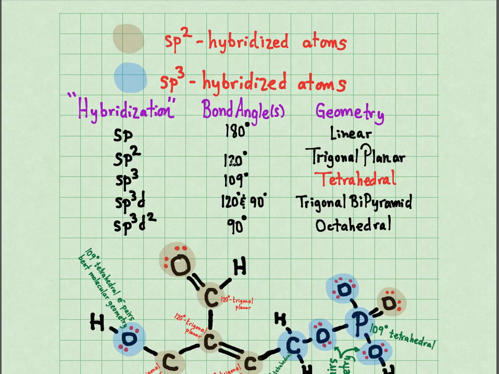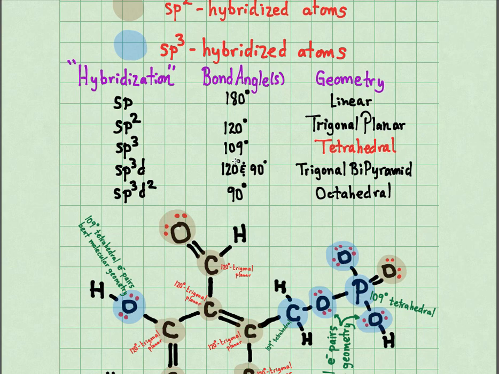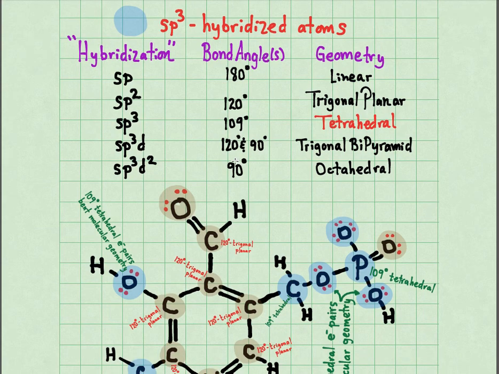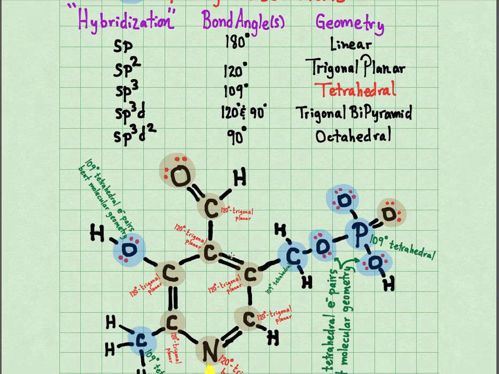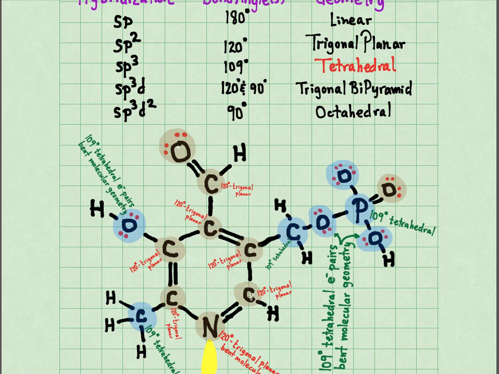Or three atoms in a trigonal planar arrangement. Do I have any of those? Oh, I do. Like right here. These carbons in the ring have 1, 2, 3 regions of electron density, so that would be 120 degrees from here to here, here to here, etc. And the same all the way around.